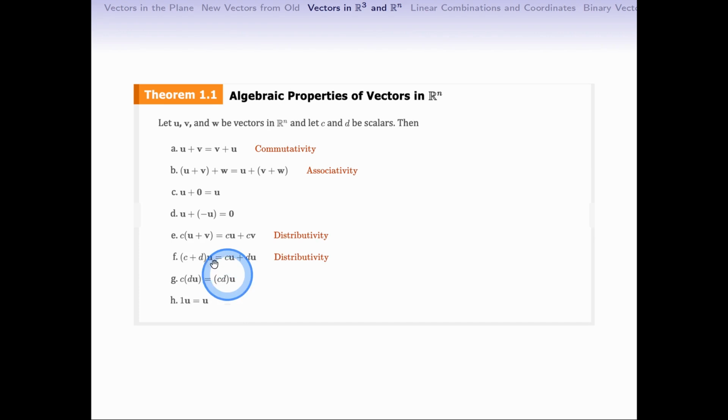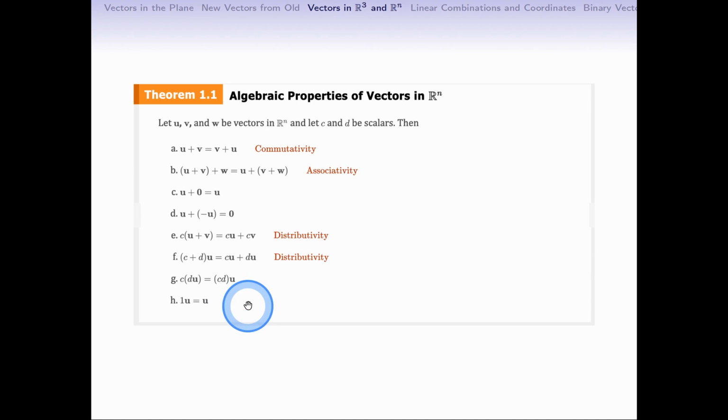Property g is really just about what happens when we take successive scalings in a row. So for example, it says, suppose I take a vector u and I scale it first by a factor of 2 and then again by a factor of 3. What property g is saying is I can think of that as a single scaling by a factor of 6. So I can take successive scalings and treat that as one single scaling. So scaling by a factor of 3 and then by a factor of 4 is the same as scaling by a factor of 12.